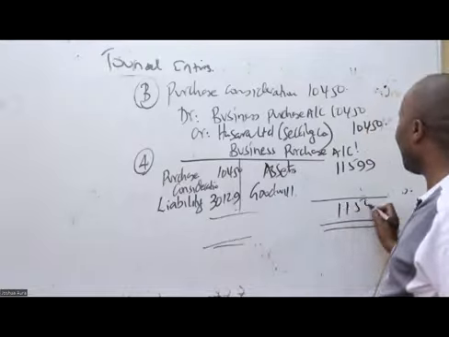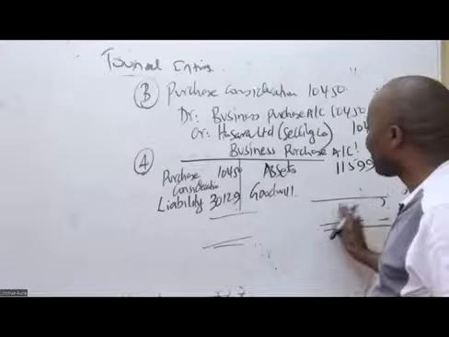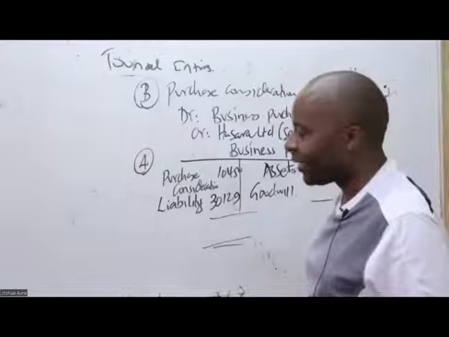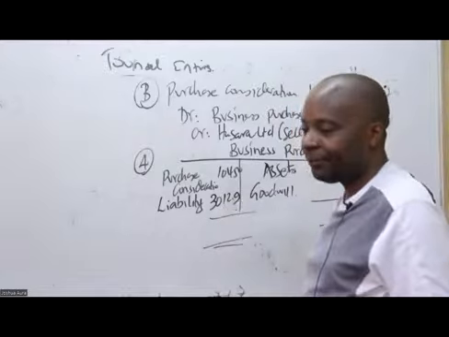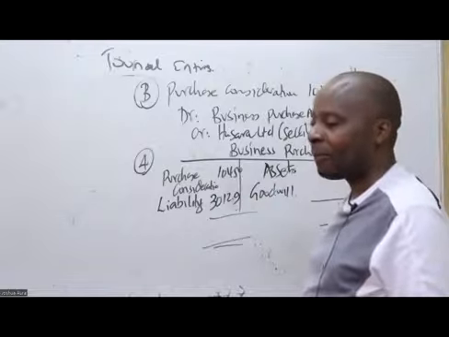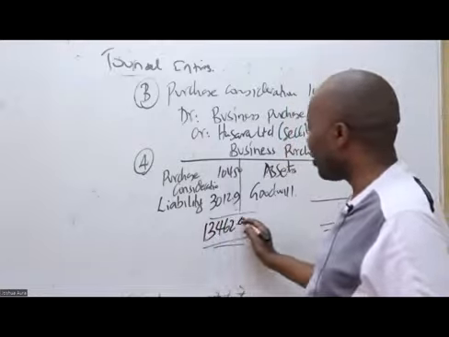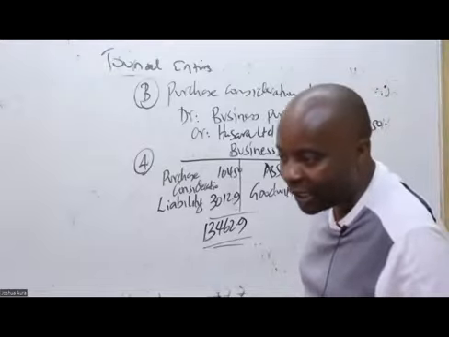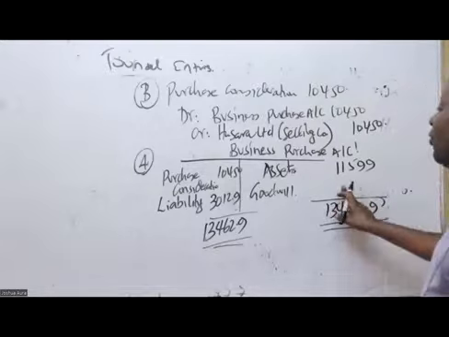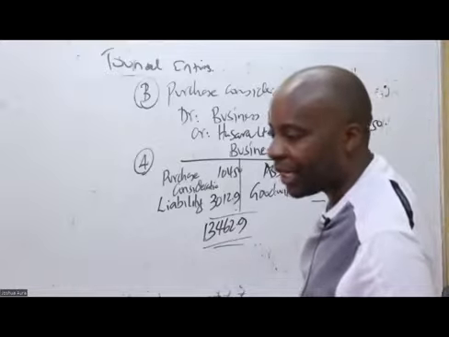Yeah, 11,599. Now this figure, this and this, if you add, how much is it? 13,462.9. So then could you kindly give me this goodwill amount? Take this minus this. What goodwill are we getting there?